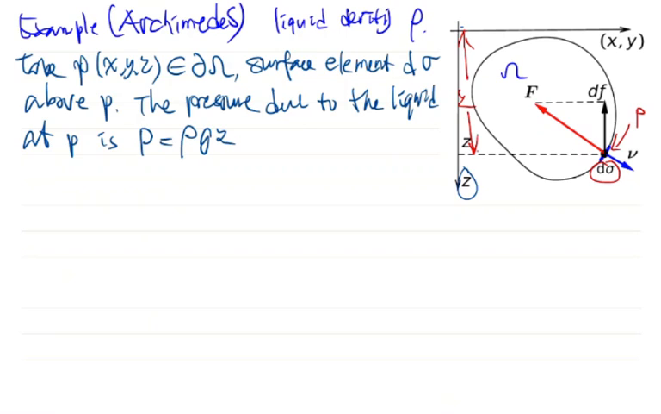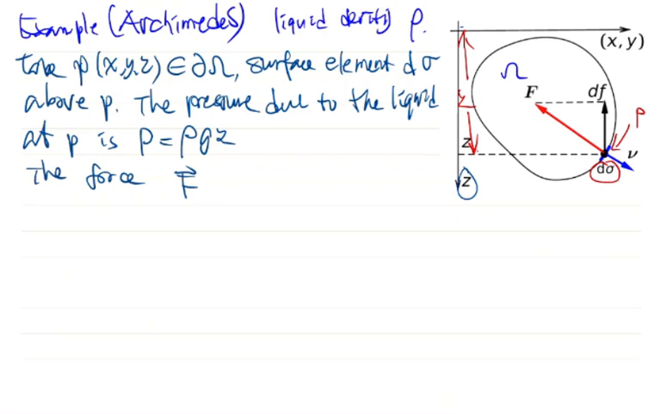So the pressure at the point P is rho gz. We might assume that the pressure on the small piece of surface d sigma is also rho gz, because d sigma is very small. So the force generated from this pressure, the pressure force acting on this small piece of surface d sigma, is F. F is a vector.